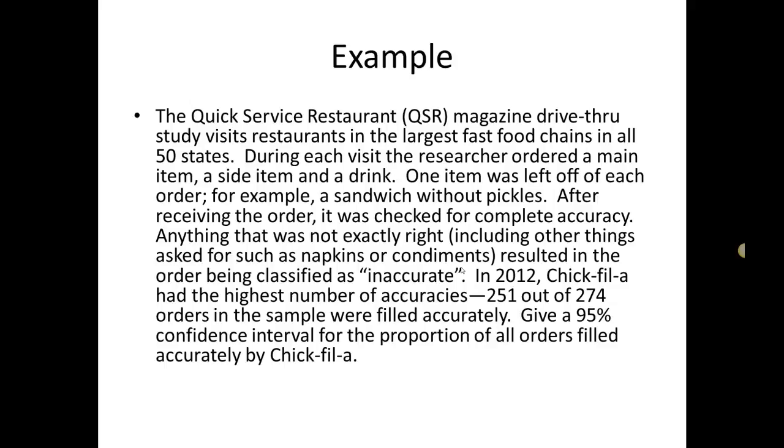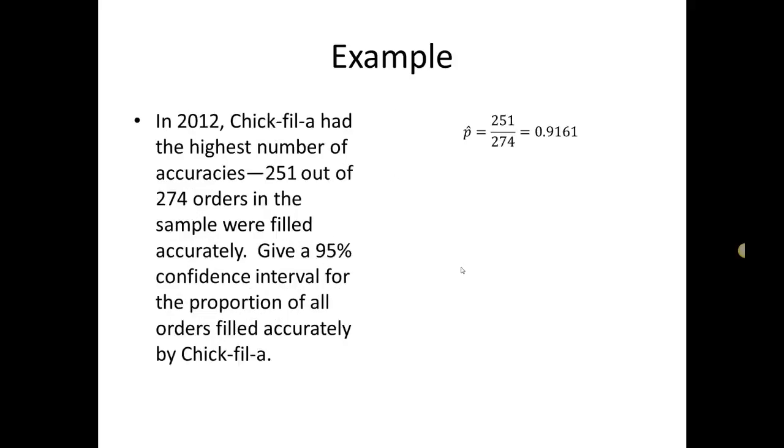In 2012, Chick-fil-A had the highest number of accuracies. 251 out of 274 orders in the sample were filled accurately. Give a 95% confidence interval for the proportion of all orders filled accurately by Chick-fil-A. All right, so if we're going to do a confidence interval for this, the first thing we do is calculate our sample proportion p hat. The sample proportion is calculated by taking the total number of successes in the sample, in this case 251 accurate orders, out of the total number of orders, which was 274. So we get a sample proportion of 0.9161.